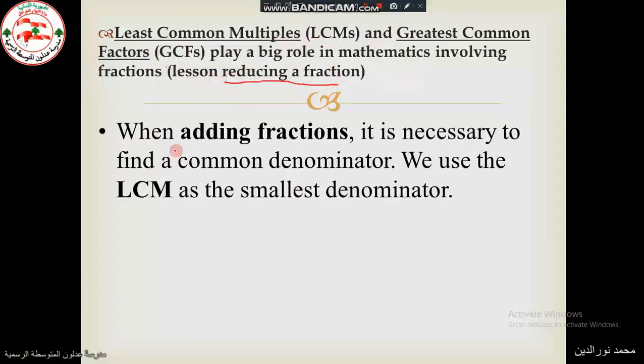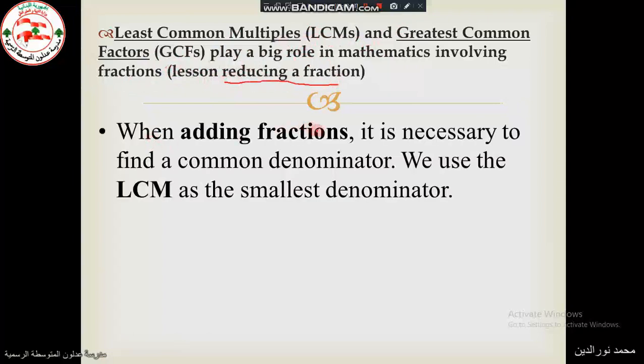فإذا نتذكر ال least common multiples أو ال LCM and the greatest common divisor or factor GCD play a big role in mathematics involving fractions. فإذا ال LCM كتير مهم وال GCD كمان مهمين بالرياضيات لما نكون عم نشتغل على ال fractions.